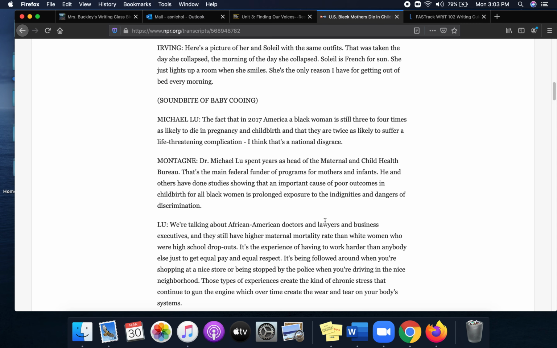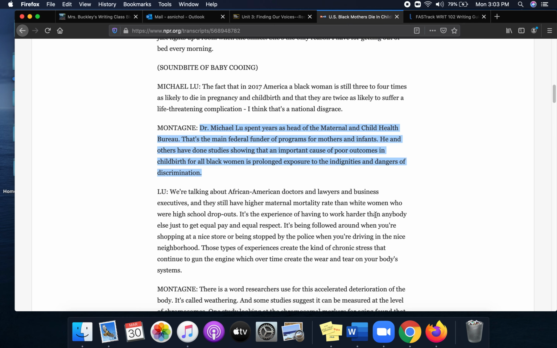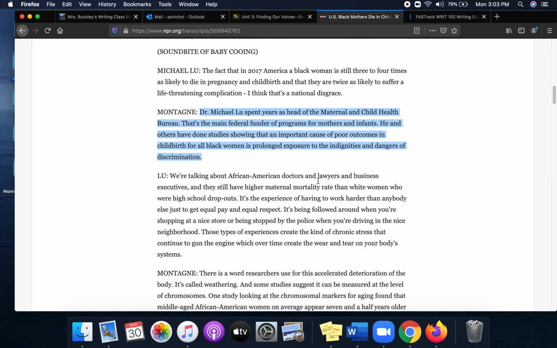I'm looking for more logos, right, when I'm trying to prove a causal relationship. There's a lot here from Dr. Michael Liu, who's done a number of studies about the dangers of discrimination. There are some others, but this is the one we're going to use today for the workshop.